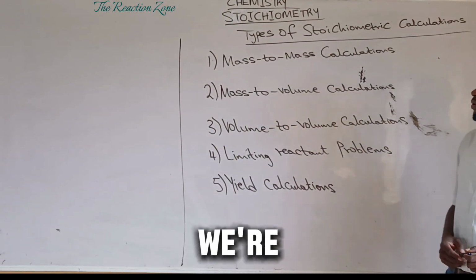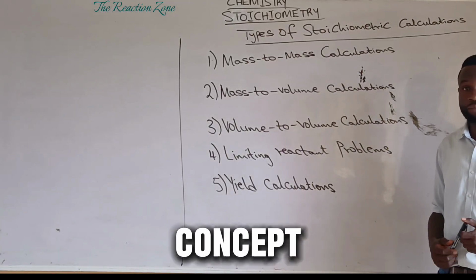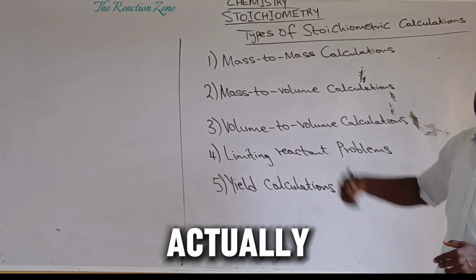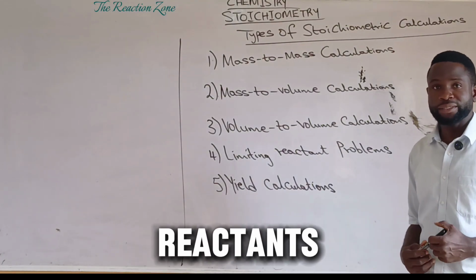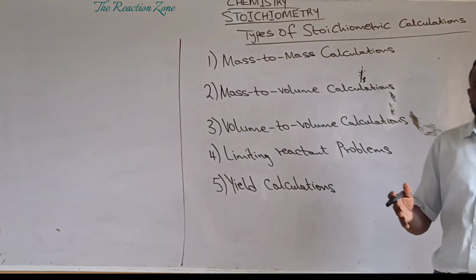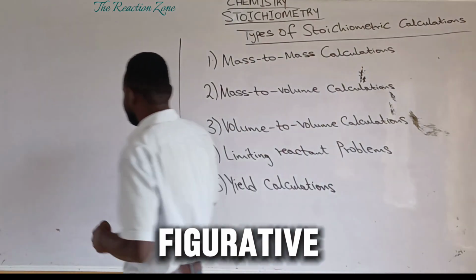Now, in today's class, we're going to look at stoichiometry, which is a very important concept in chemistry. Stoichiometry is actually based on calculations of masses of reactants and products involved in a chemical reaction. The use of the word masses is actually figurative.